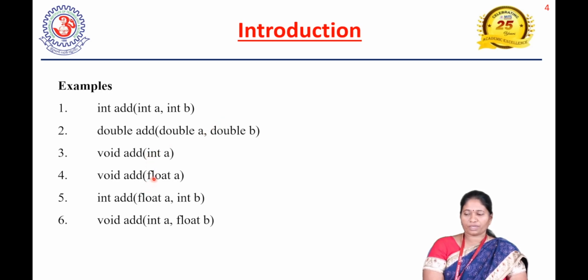If you look at the third, fourth and fifth examples, we have different numbers of arguments. In the third example, a single argument, but in the fifth example, we have two arguments. In the fifth and sixth examples, there are two arguments, but the types of arguments are different. So we say this is function overloading.